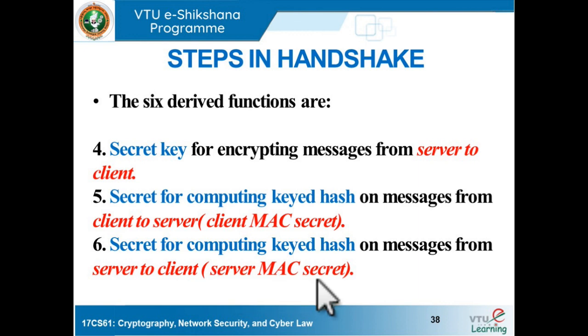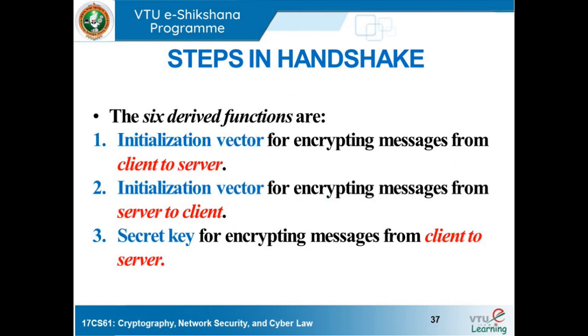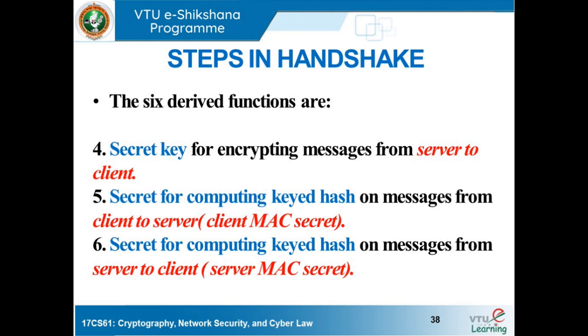So basically there are 6 secrets that are derived from the master secret, nonces and the constant. Out of 6, 3 are used by the client to the server, and the other 3 are used by the server to the client. Now the other way of looking at these 6 derived secrets: 2 initialization vectors, 2 secret keys for encryption, and 2 secret keys for computing the hash. 2 are used for encryption and 2 for computing the hash.